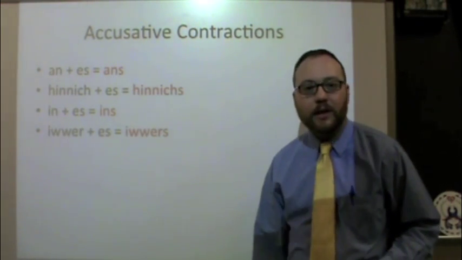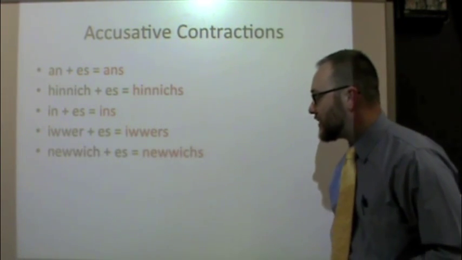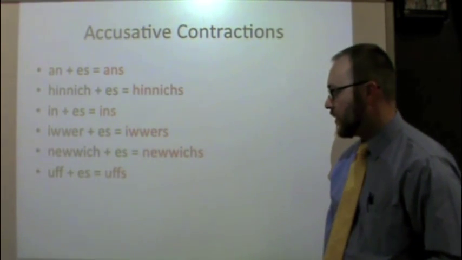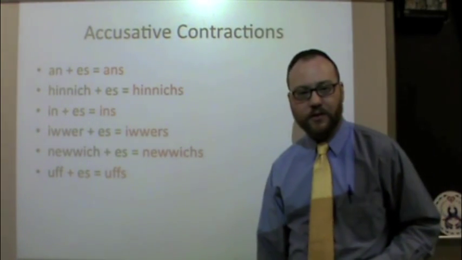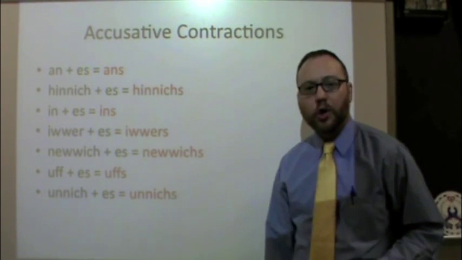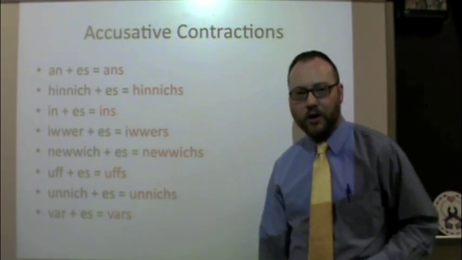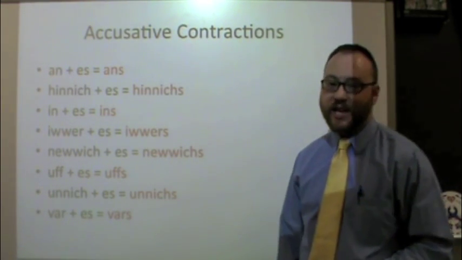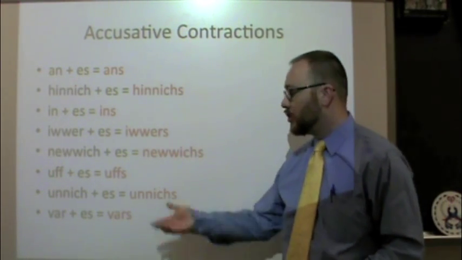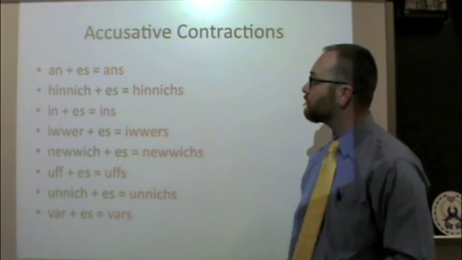Iwa plus s, iwas. Navig plus s, navigs. Uf plus s, ufs. Unig plus s, unigs. And far plus s, fars. Now, just like in the dative, you don't have to use the contractions, but you can, okay? And you will probably see them in writing, so I want you to be aware of what they are, okay?